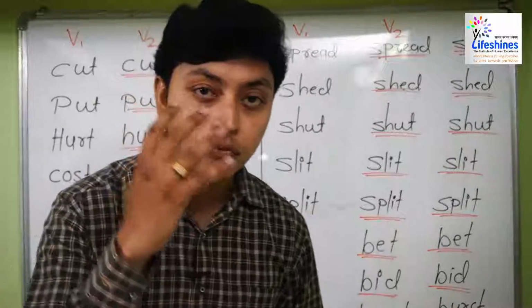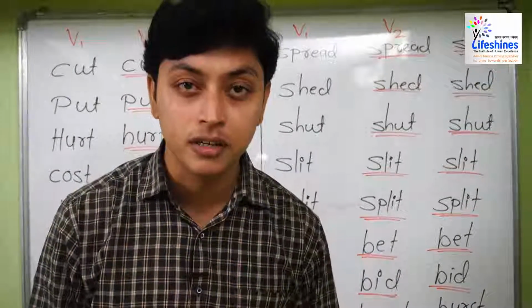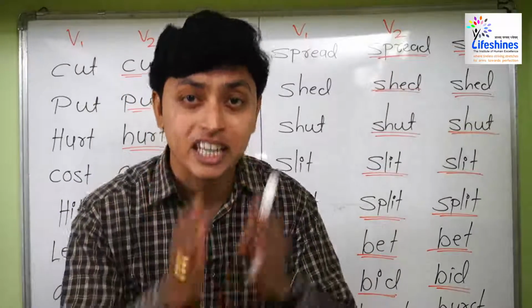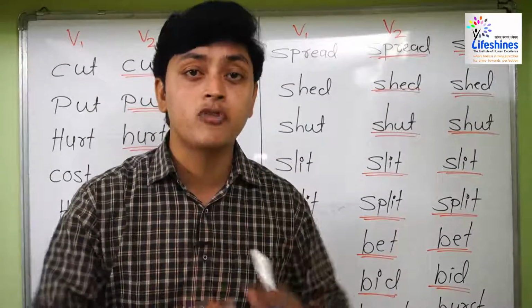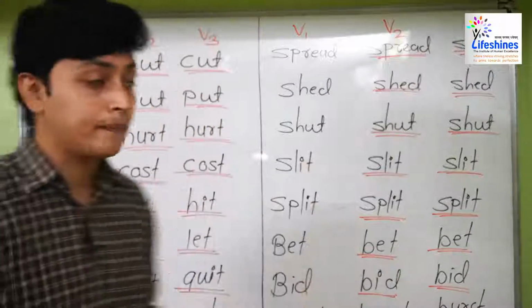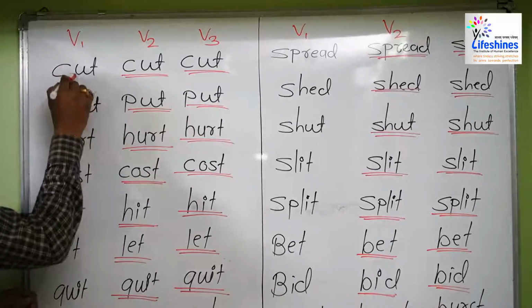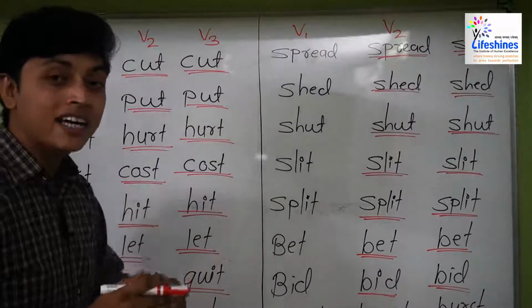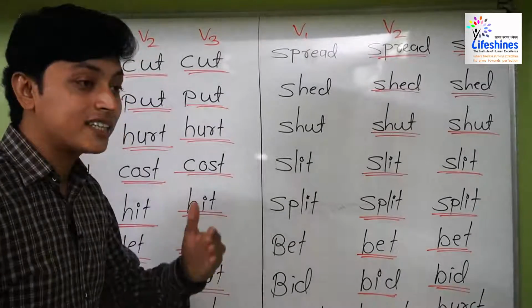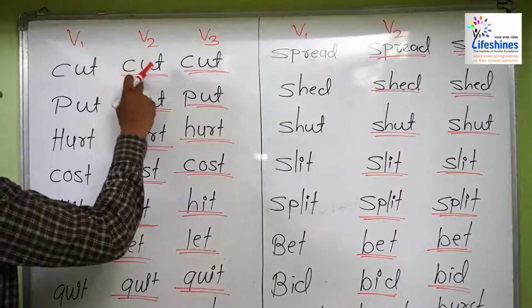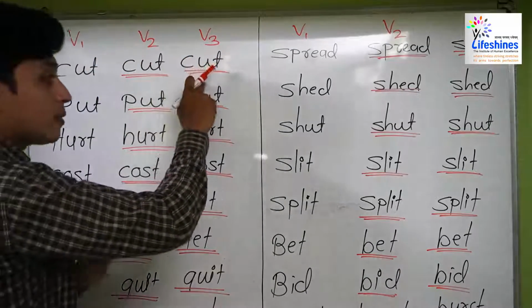So friends, this is the fourth type of pattern that we are going to see. I have written a few verbs on the board. When it comes to forming the second and third form, they remain the same. There is no change in that. Look at them. So first example, that is cut. Cut remains cut. Don't try to add ed to it. Don't say cutted. It will never happen. Cut remains cut, second form, and the third form also remains cut.